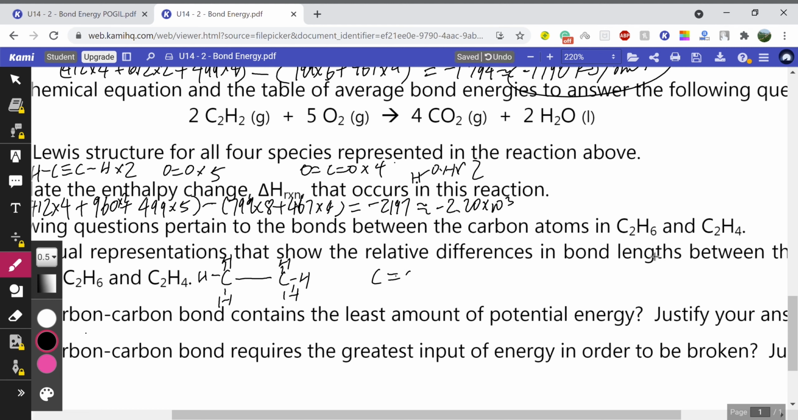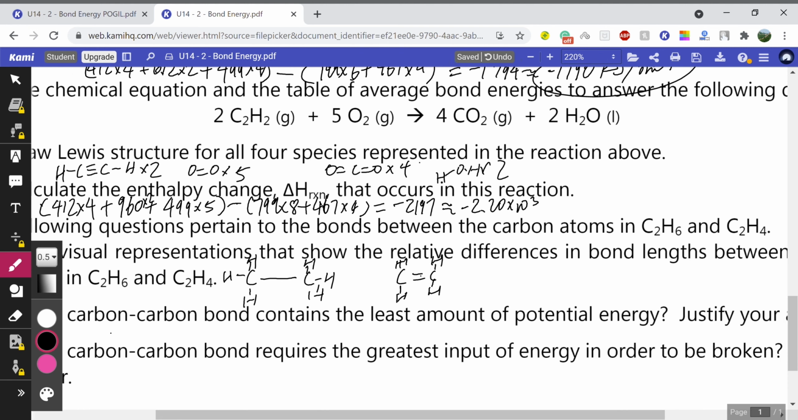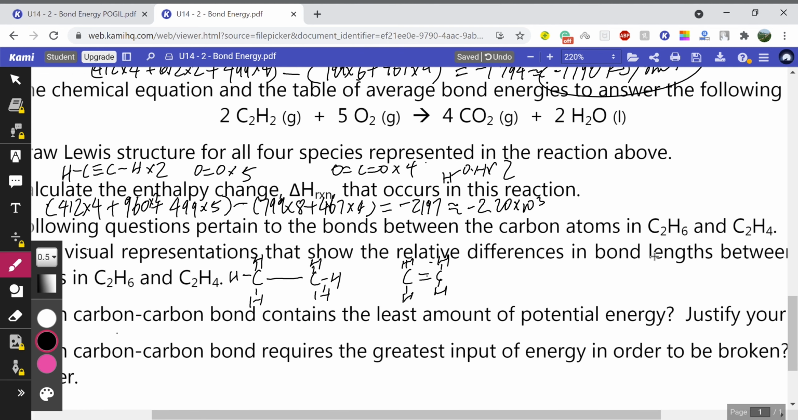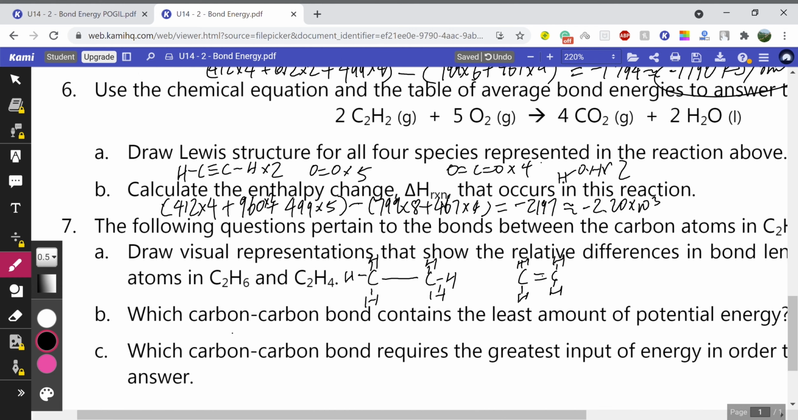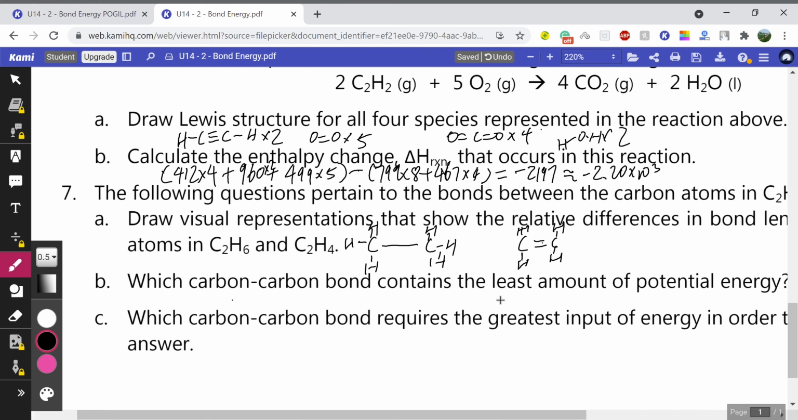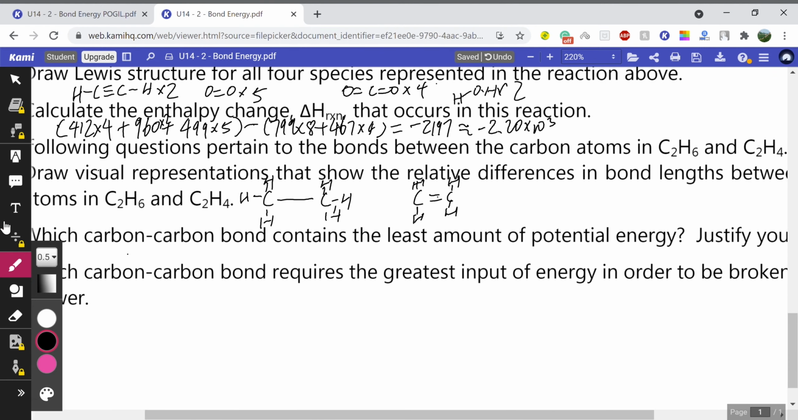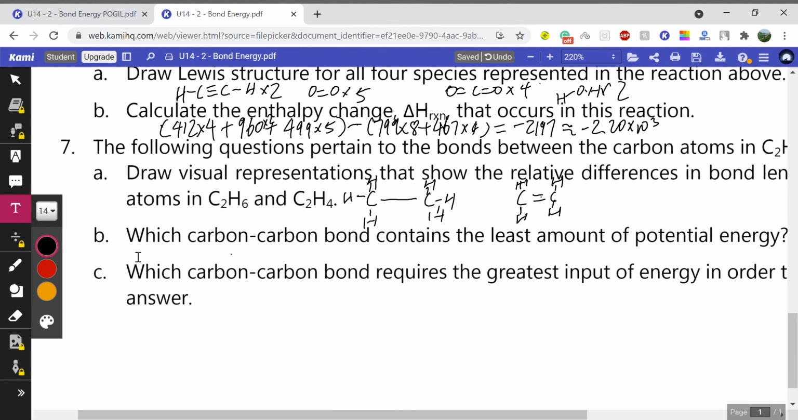And why? It's because it's a single bond over here. On the other hand, C2H4 is gonna have a double bond in between, which is why this bond is going to be shorter. So when it tells you to draw the relative lengths, just make sure that you show the single bonds are longer than the double bonds, which will be longer than the triple bonds if there are any. Which carbon-carbon bond contains the least amount of potential energy? Alright, let's type real quick.